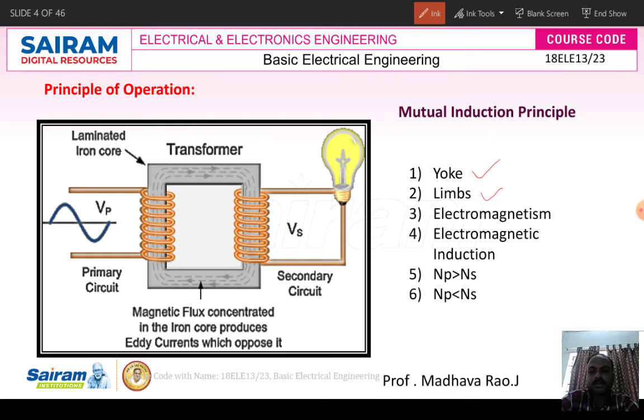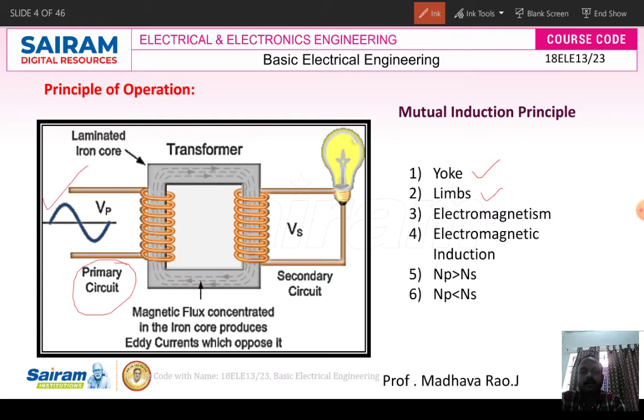So you can observe in the diagram, both primary and secondary windings are placed on each limb. The primary winding is on one limb, and the secondary winding is on another limb. One supply is connected to the primary winding. You can call it the primary winding, and it is connected to the supply.